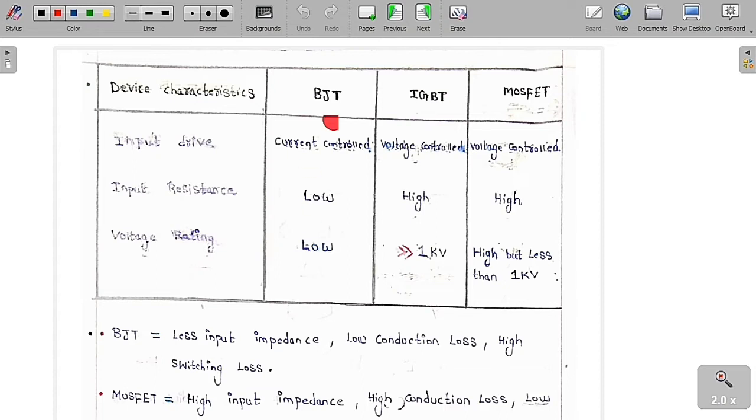And also we can say that BJT is a bipolar device, whereas MOSFET is a unipolar device, and the IGBT is also a bipolar device. So BJT is a bipolar device, IGBT is a bipolar device, whereas the MOSFET is a unipolar device.